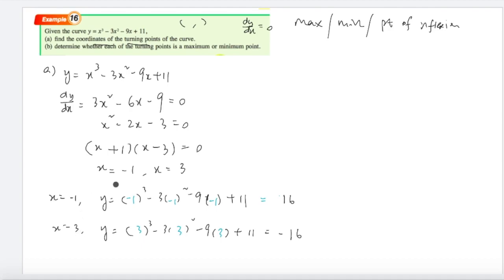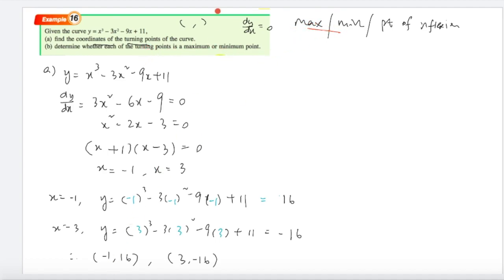Okay, the x and y, the answer, one coordinate. Therefore your answer will be one is negative 1, 16, another will be 3 and negative 16. There are two coordinates, done. Found the coordinate of the turning point, right? Two information: coordinate your answer finally in coordinate, turning point, dy/dx equals to 0. Okay, next, determine whether each of the turning point is a maximum or minimum.